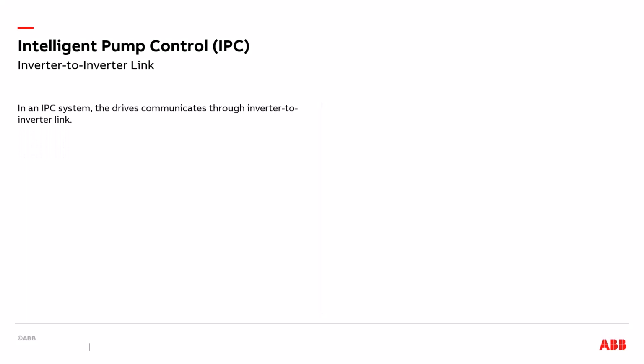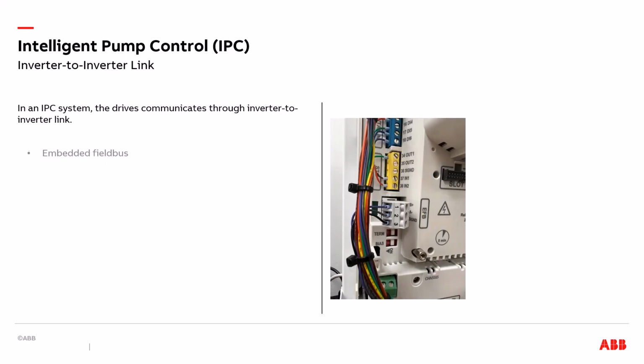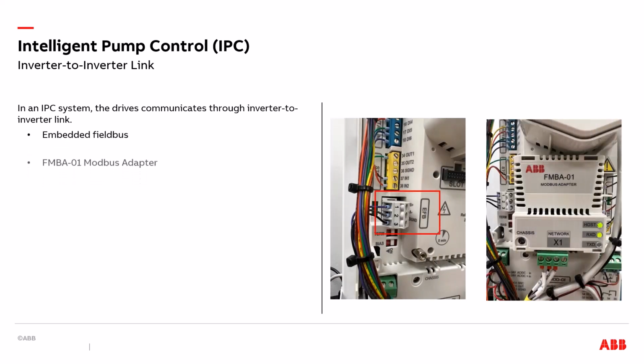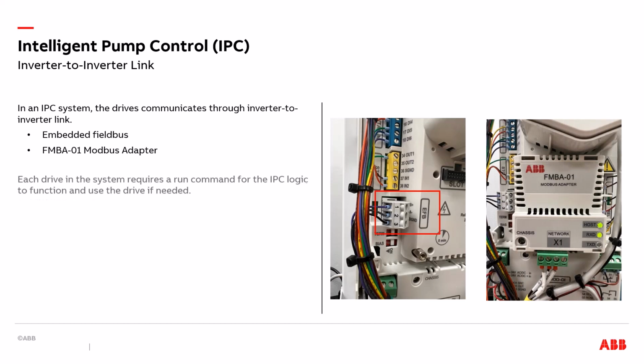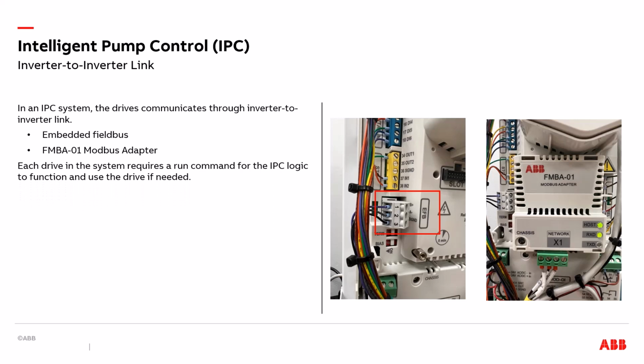In an intelligent pump control system, the drives communicate through an inverter-to-inverter link. This can be done through the embedded field bus terminal on each individual drive, or through an ABB ACH580 Modbus adapter module. Each drive in the system requires a run command for the IPC logic to function and to use the drive if needed. By default, this is in auto mode. It's done by using DI1.